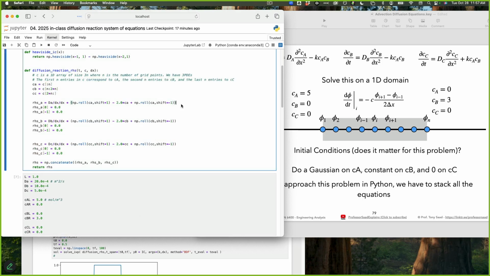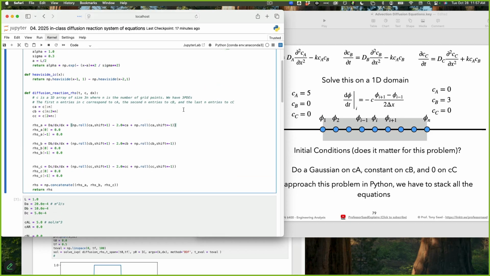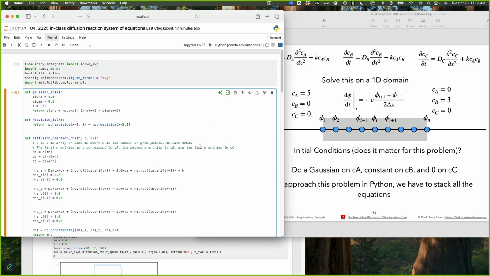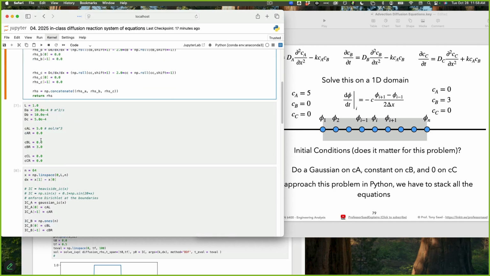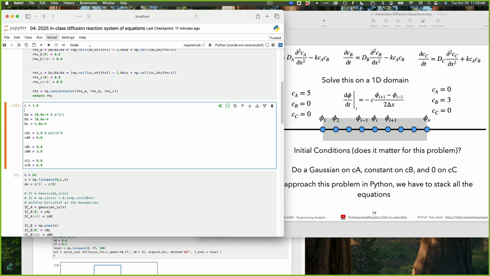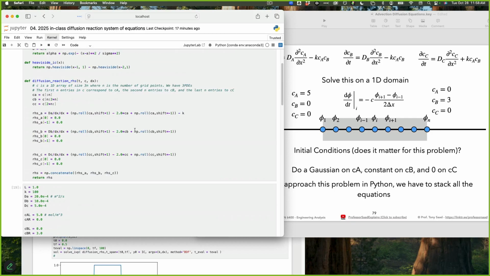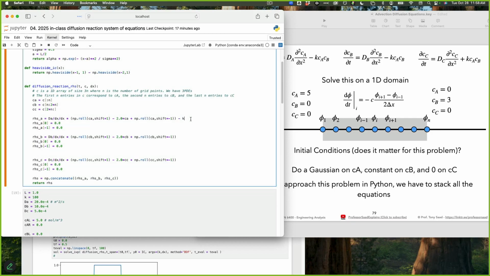So now we forgot the source terms. What we need to do is put in the source terms. So here for A, we have minus, and what did we have for KA? We didn't actually put the K's yet in the code. So I need to declare, well, there's one reaction constant. I'm going to put K equal to 100, let's say. We'll play around with that number. So minus K times CA times CB.